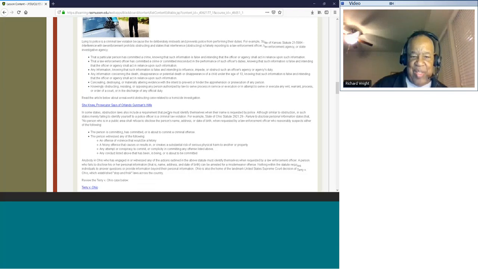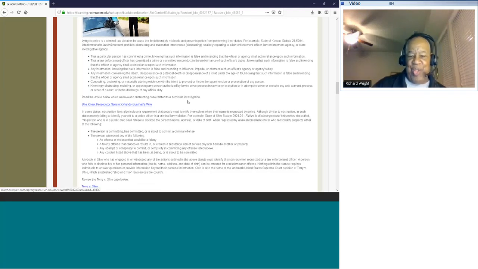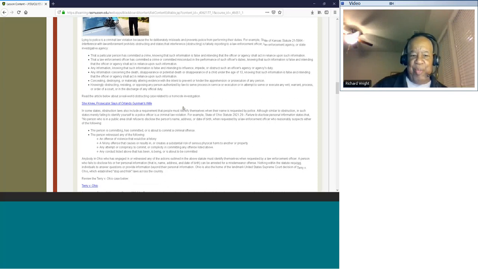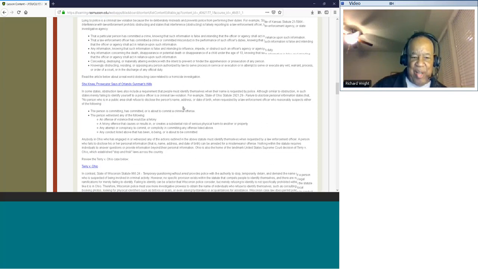So, this is an article that you can read, but because of what I just covered a few minutes ago, most of the elements are covered here.